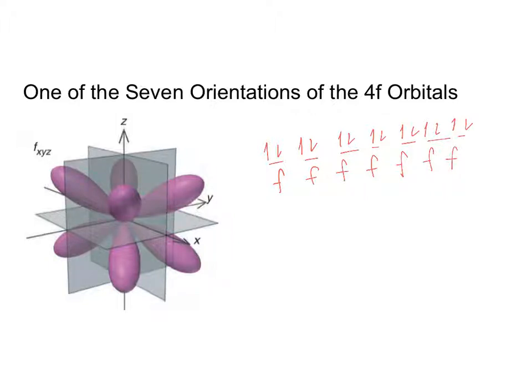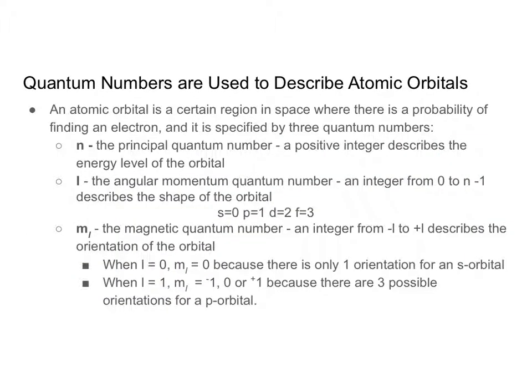So your f sublevel can hold 14 electrons, but each f orbital can hold 2 electrons. Okay, so those are your different orientations.